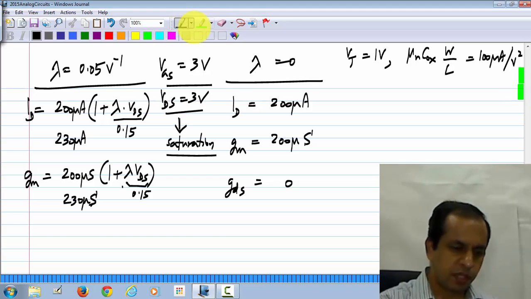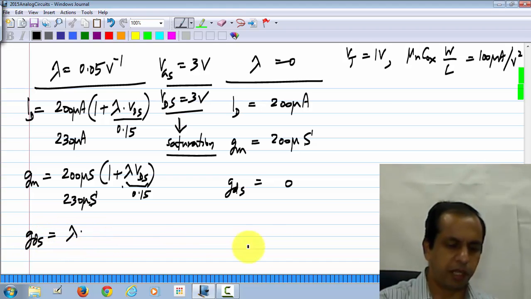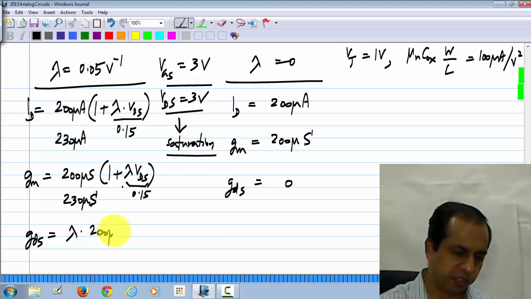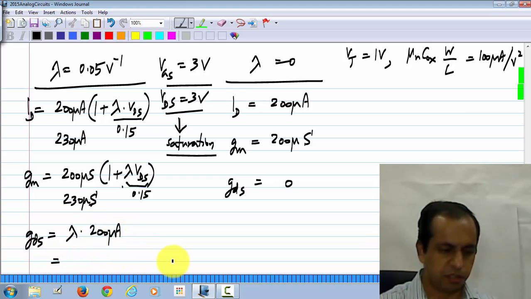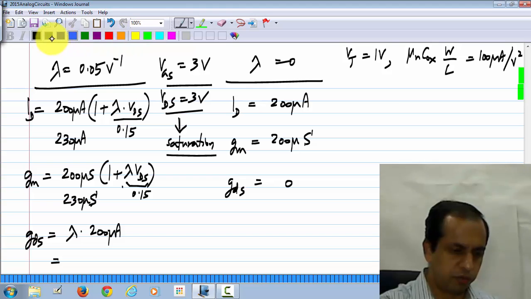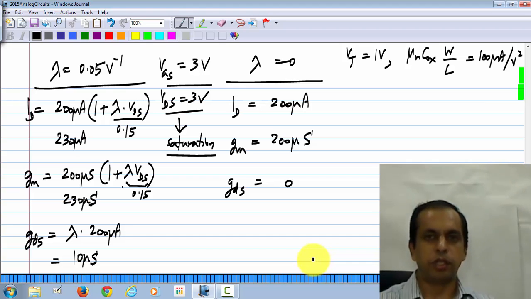Okay. And finally, GDS itself would be lambda times ID that we originally calculated, which is 200 microamperes. Okay. So, lambda is 0.05. Now, 0.05 times 200 microamperes is 10 micro Siemens. Okay.